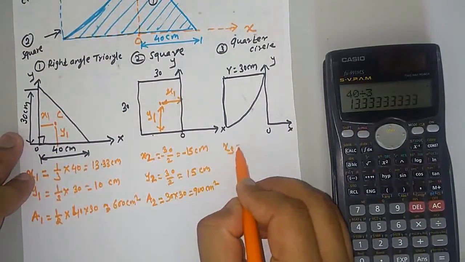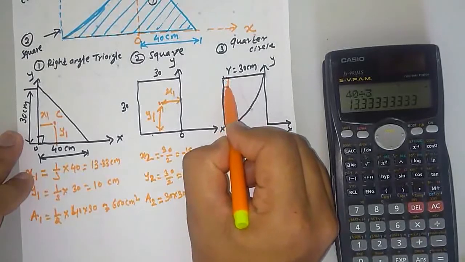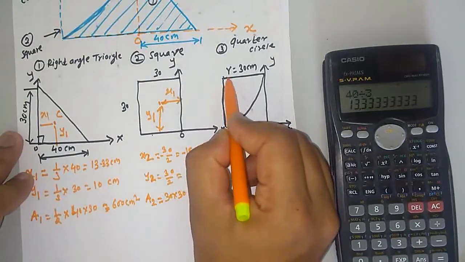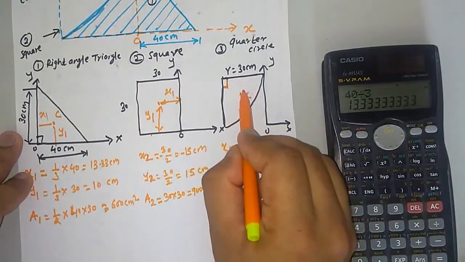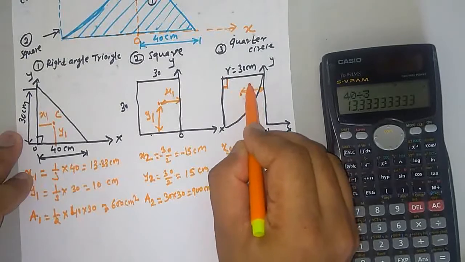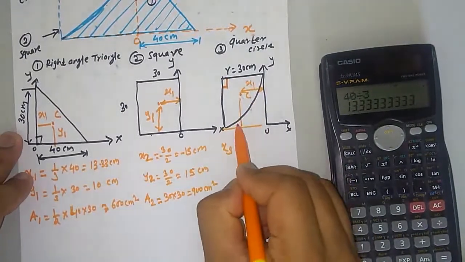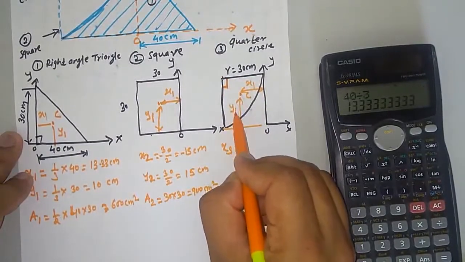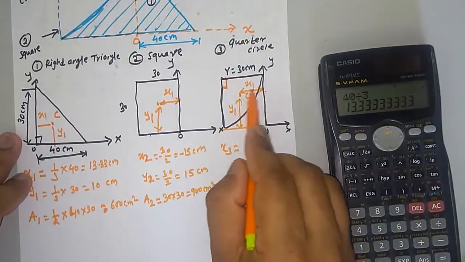x3. Okay, so where is the right angle? Here it is. Okay, and our centroid is somewhere here. This is our x1 and this is y1. So from where are we measuring? From here we are measuring.